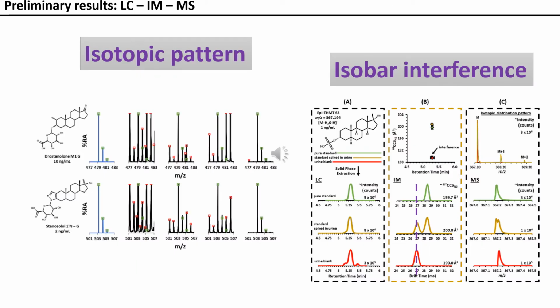In this slide, I'm showing some preliminary results. The figure on the right side, specifically panel B, is showing the peak capacity of ion mobility. In this case, isomer interference was observed at the retention time of long-term metabolite of methyl testosterone. As you can see in the figure, this interference is not well resolved by high-resolution mass spectrometry alone, panel C. However, when the data were extracted employing the drift time dimension, the separation was achieved.